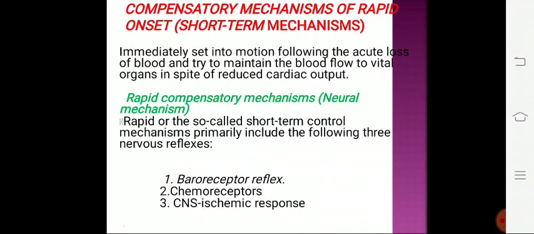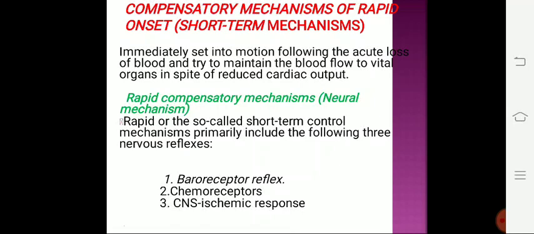Compensatory mechanism of rapid onset. This is also known as the short-term mechanism. Compensatory mechanisms of rapid onset immediately set into motion following the acute loss of blood and try to maintain the blood flow to the vital organs in spite of the reduced cardiac output.